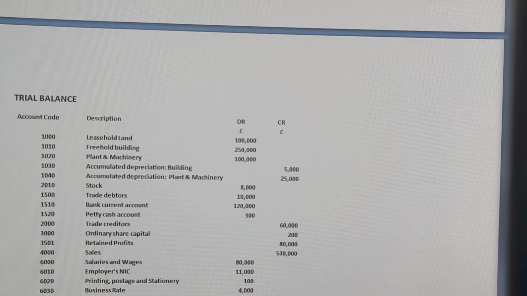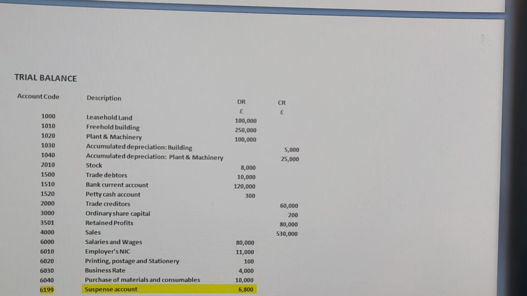Now, here is an example of a trial balance. Under the account code 1000, you see leasehold, and the balance on that account is £100,000. That is what we see on here. That is all the trial balance will show you as far as this account is concerned.